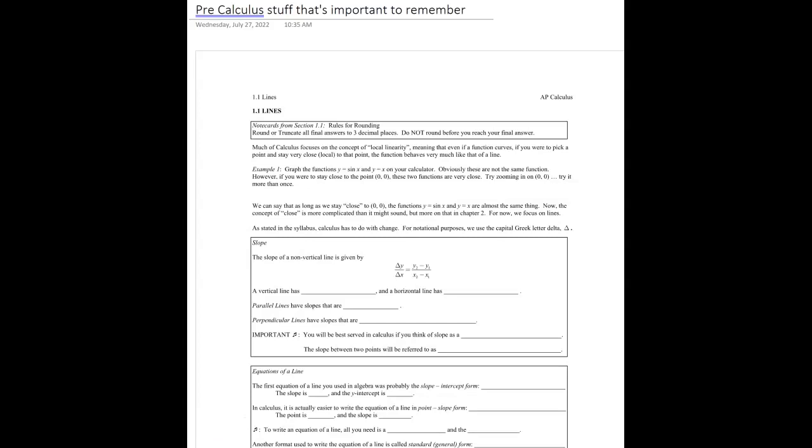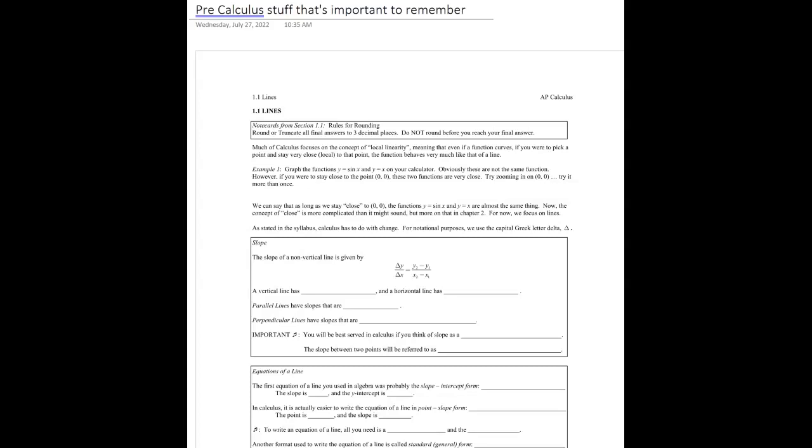Alright, let's start off calculus with something that hopefully we are all familiar with. The topic is lines. So much of calculus is focusing on this concept of local linearity, meaning that even if a function curves, if we were to pick a random point and stay very, very close to that point, then the function is going to behave very much like a line.